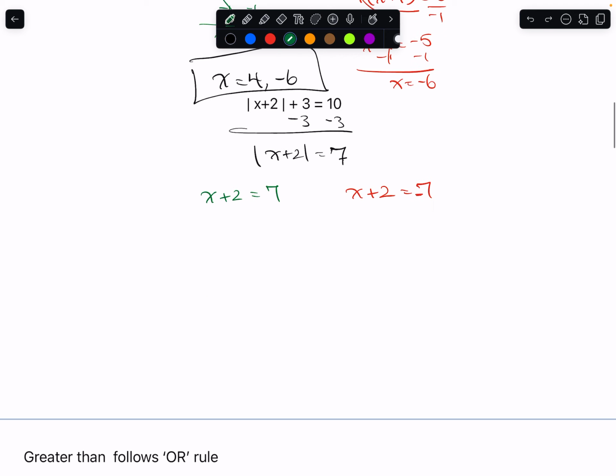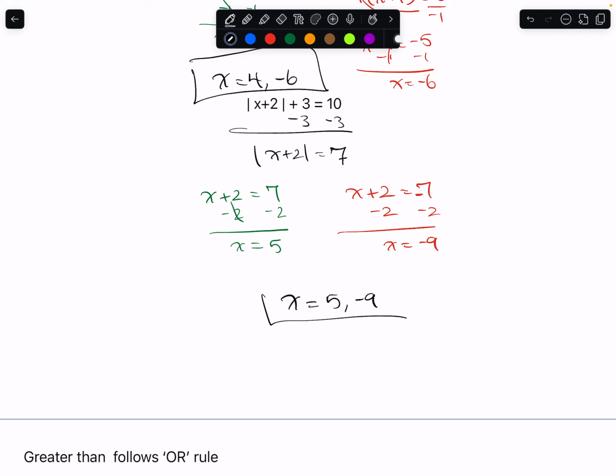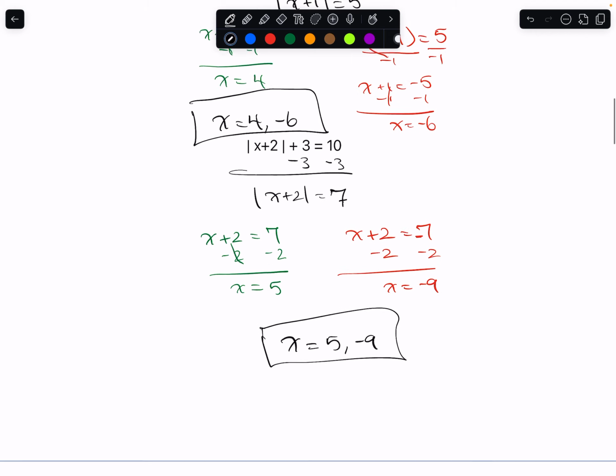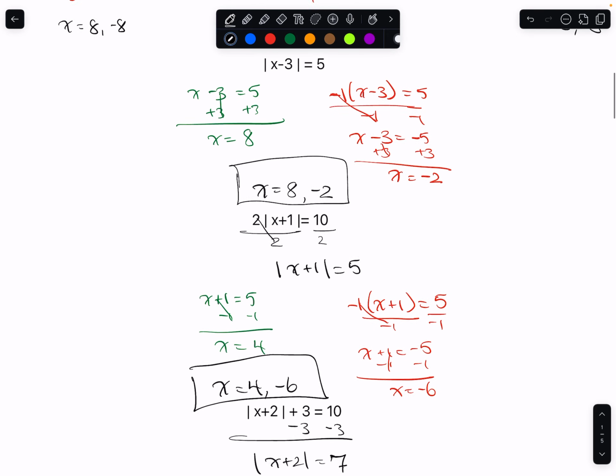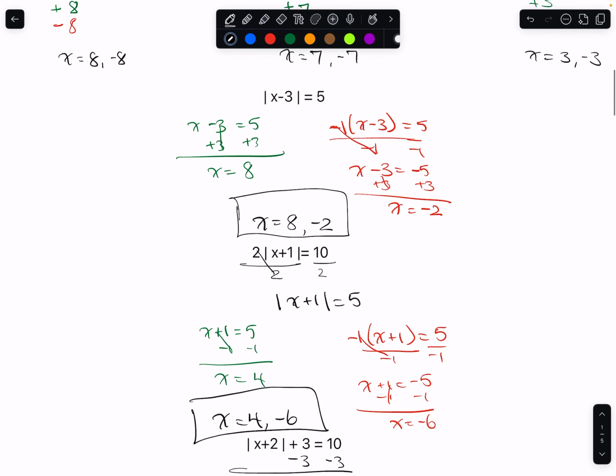On the green side, we have x equals 5. And on the red side, we have x equals -9. So this value here means that the absolute value will have two answers, 5 and -9. These are your answers for the equation part of it.